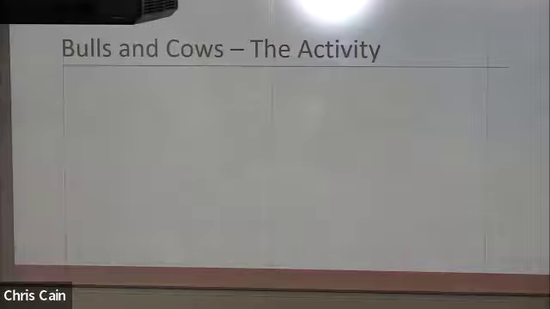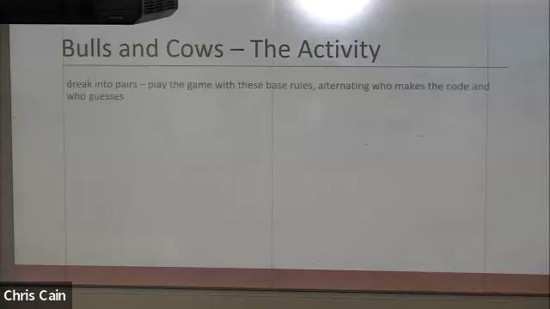So what we are going to do is we're going to break into pairs and play it. We're going to use the base rules for the moment. And let's start by saying there is no repetition allowed in the codes. So no digit repetition is allowed. This will get you used to the strategy of guessing the numbers and utilizing that as feedback. And as you play, take some data and think about the following questions.